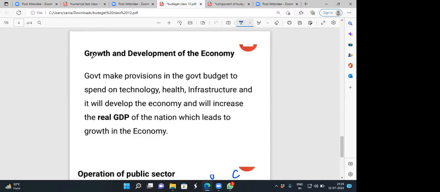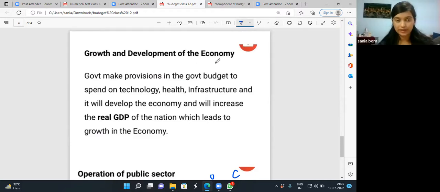Okay. So the third point is growth and development of the economy. This point is very easy and obvious. See, why am I making a budget? Because I want my country to grow. So the third objective of the budget is growth and development of the economy.